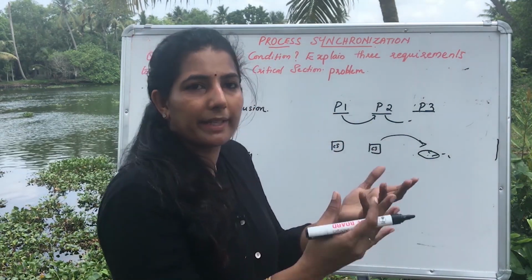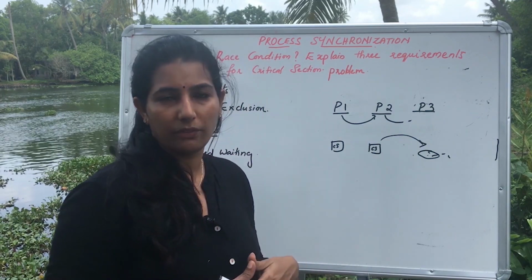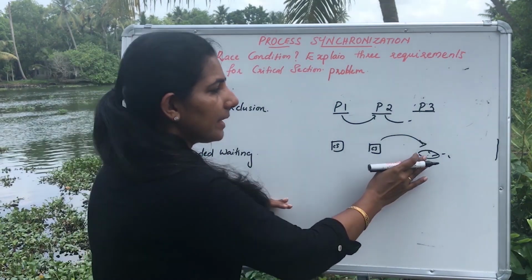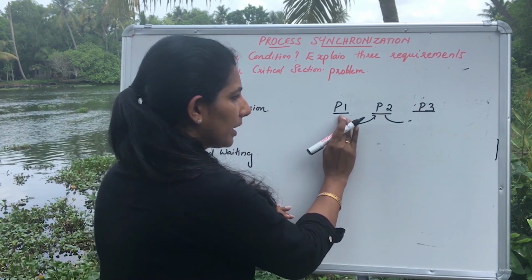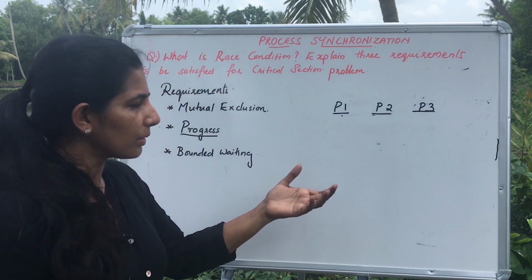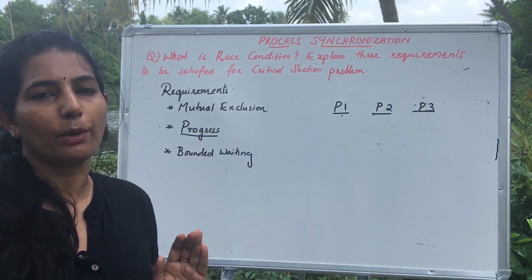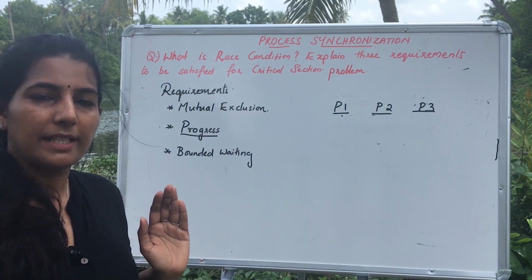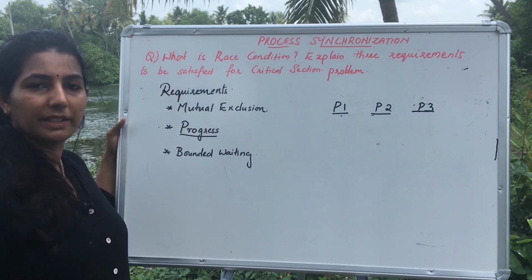P1 and P2 badly want to enter into the critical section, whereas P3 doesn't want to, yet I give it the chance to enter. So it's a lag of time that we see. So here we see that progress should happen, where only the processes that want to enter into the critical section should be allowed to compete for the entry. That will lead to progress. So this is also one of the primary requirements.